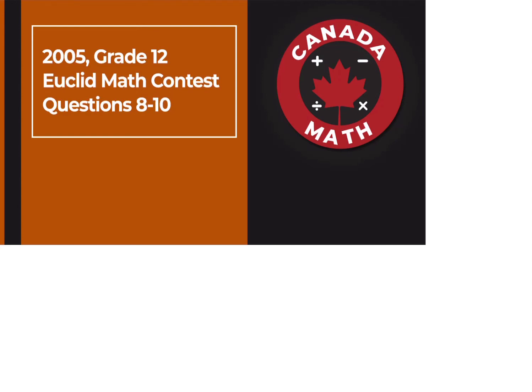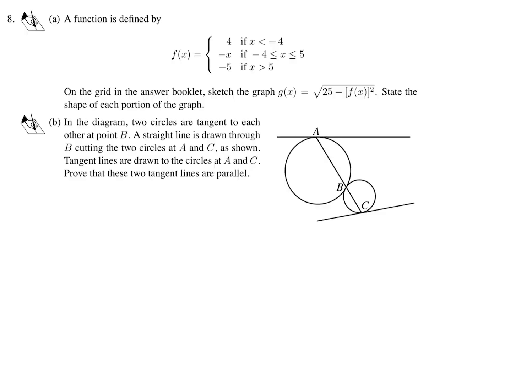Questions 8 through 10 on the 2005 Grade 12 Euclid Math Contest. A function is defined by f(x) = 4 if x < -4, -x if -4 ≤ x ≤ 5, and -5 if x > 5.